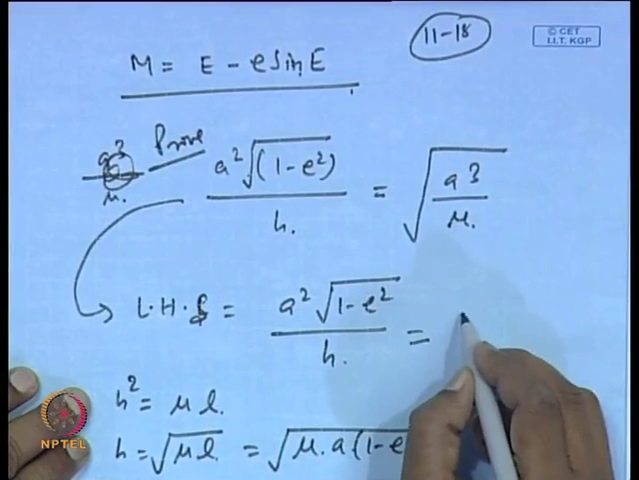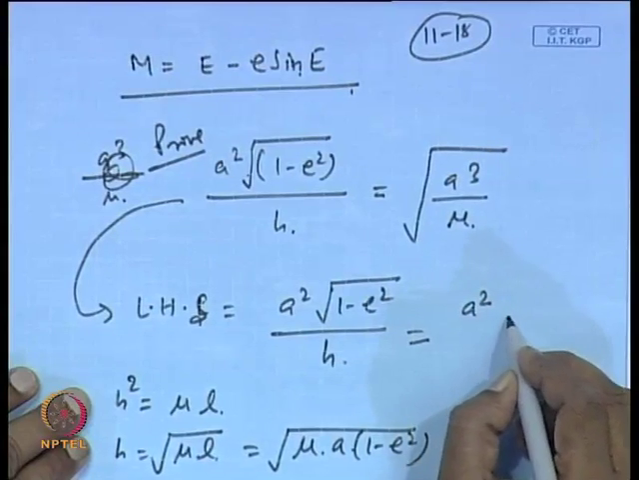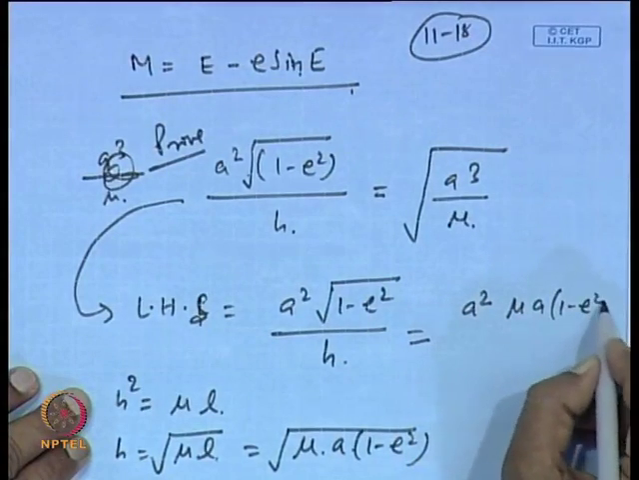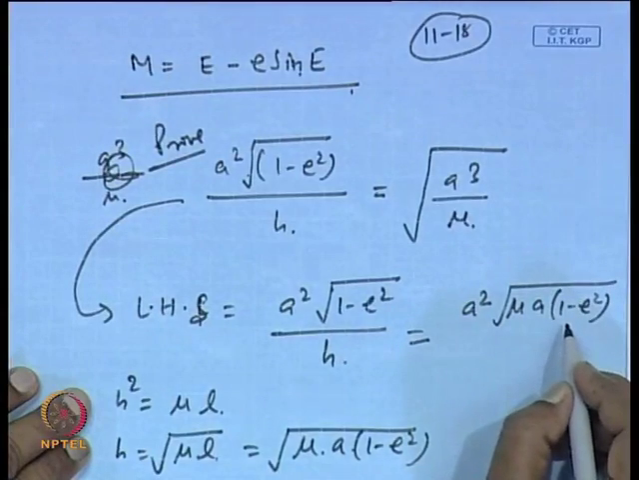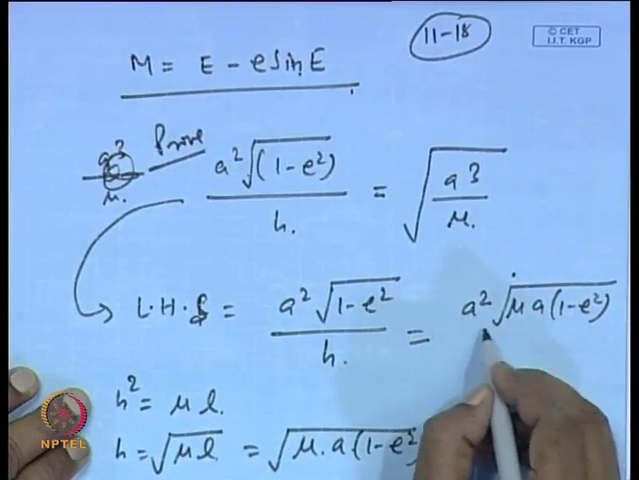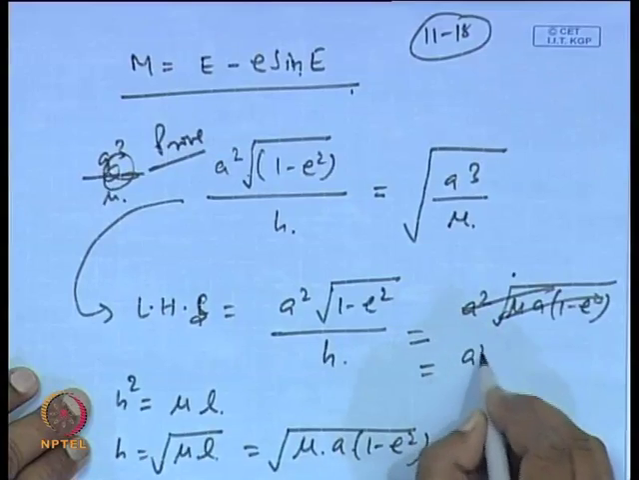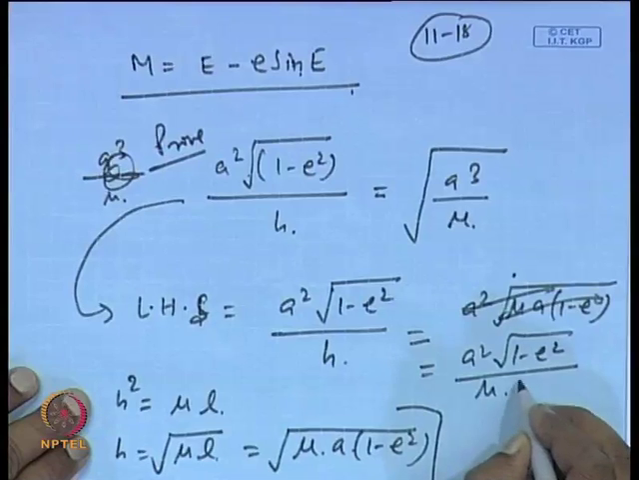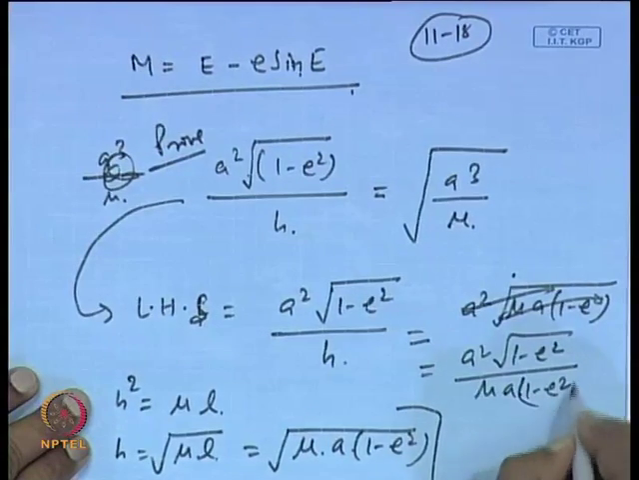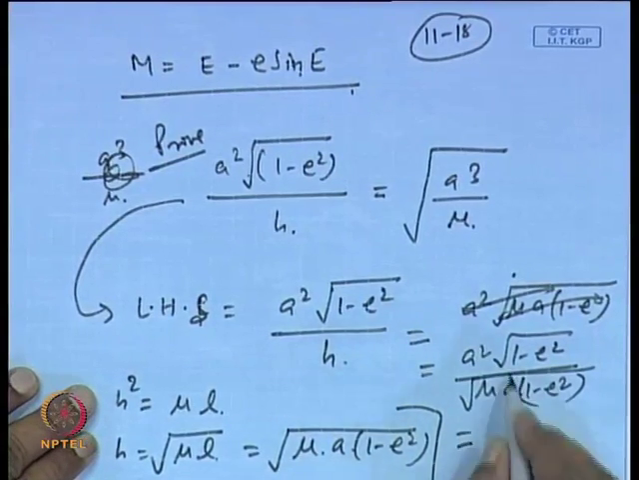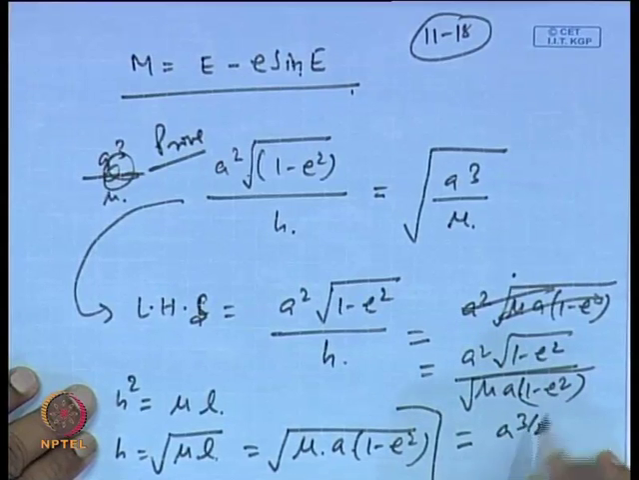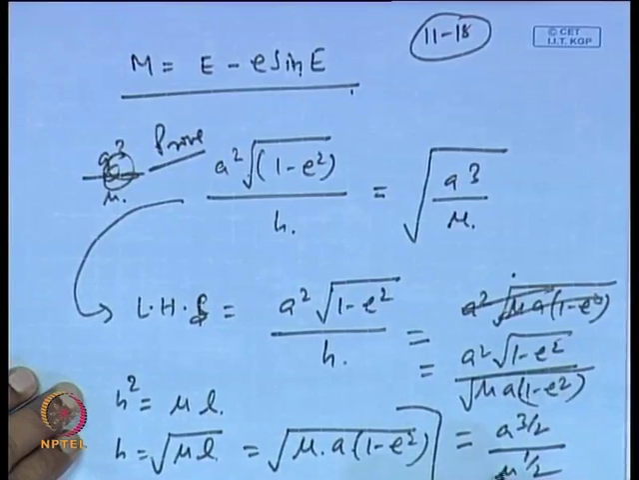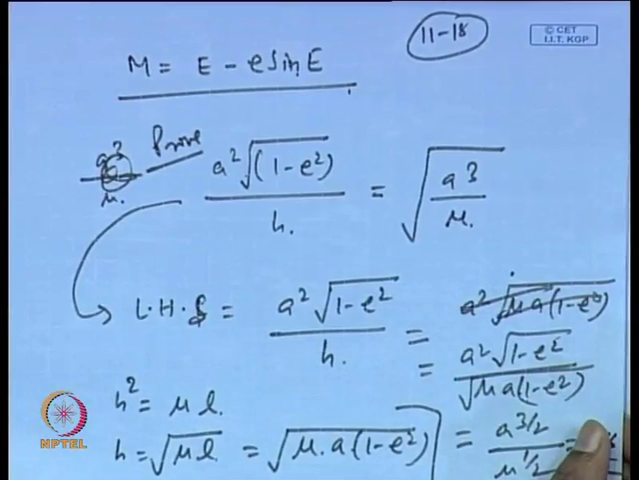So, here we have LHS becomes a square times square root of (1 minus e square) divided by square root of (mu times a times (1 minus e square)). Okay. Therefore, this becomes equal to a to the power 3 by 2 divided by square root of mu, as the 1 minus e square cancels out. So, the LHS is equal to RHS. Okay. So, this completes our derivation for this.